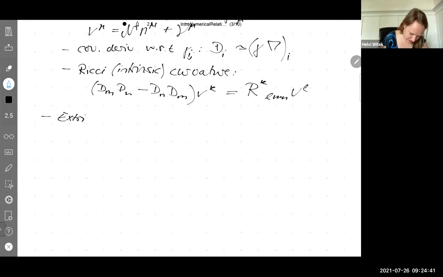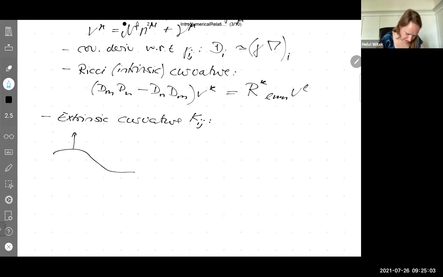It's the extrinsic curvature. Typically we call this K_ij, and think of it in the following way. Say we have some hypersurface. Let me just suppress two dimensions and draw it in this form. And let's say we have one of our normal vectors here. As we parallel transport this normal vector along our hypersurface, it will of course pick up a gradient. So essentially, the extrinsic curvature, as a geometric concept, measures the change of the normal vector as it is parallel transported along our hypersurface.